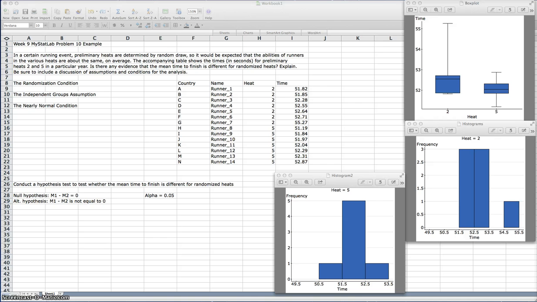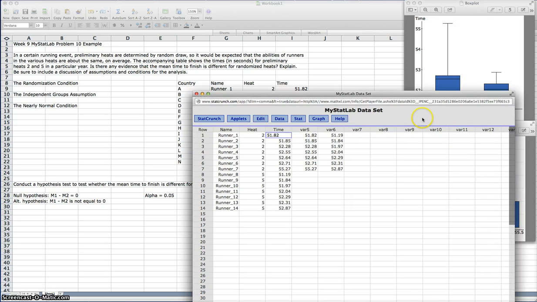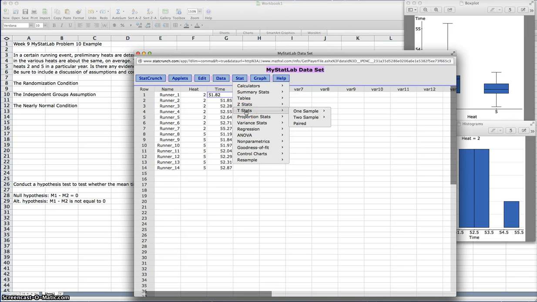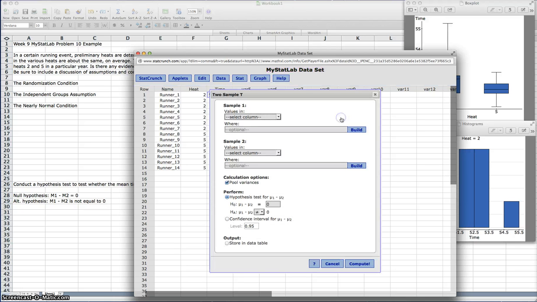Now for this, let's go back to our StatCrunch and take a look at that. I've taken the data here and I've taken heat 2 and put it in its own column, heat 5, those numbers, and put it in a column to itself also, to make it a little bit easier when we get ready to do it. So let's go to our T stats as we did in problem 4, 2 samples, with data. Column 5 is one heat. Column 6 is the other. We're going to do a hypothesis test at our 0.05 alpha or a 95% confidence level. And we'll store the data in a table. So all we have to do is compute.